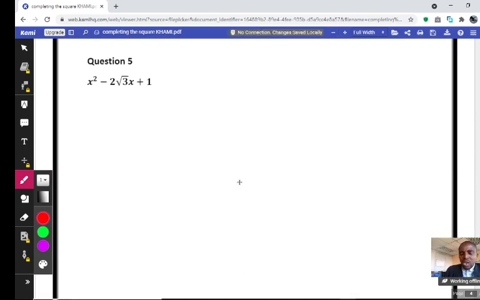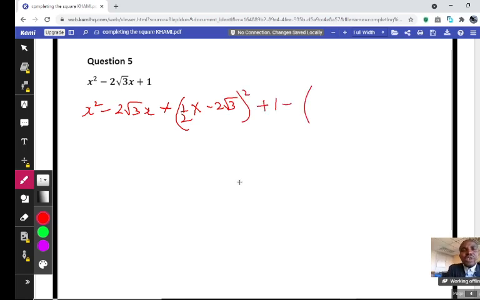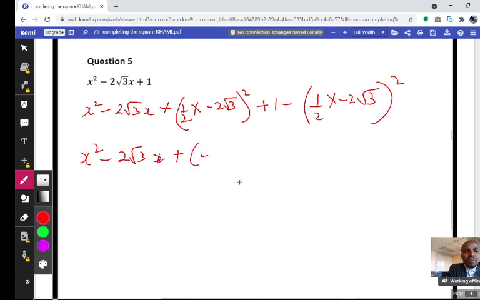Question number 5. You want to complete the square of this one. You do the same concept applies. So you say x squared minus 2 root 3x. To this one, you add half the coefficient of x, which is minus 2 root 3 squared plus 1. Then on this one, you subtract half the coefficient of x, which is half of minus 2 root 3 squared.